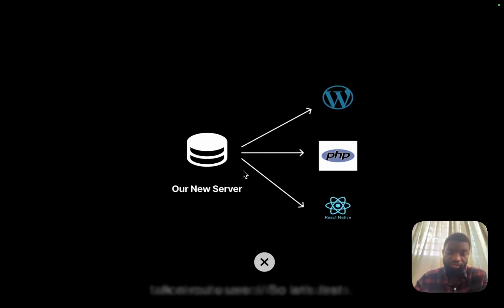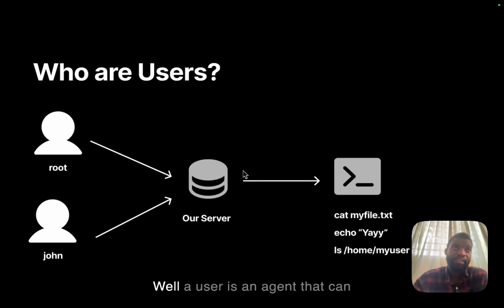So let's first talk about users. Who are users? Well, a user is an agent that can connect to your server and manage and interact with system resources. So in this case, John as a person can connect to our server as a user John. And then he can start executing commands like cat and echo and list directory, etc. And we have someone else who can connect to our server as a user root. And they can also start executing commands like cat, again, echo, and nano, things like that. So again, a user is an agent that can manage and interact with system resources.